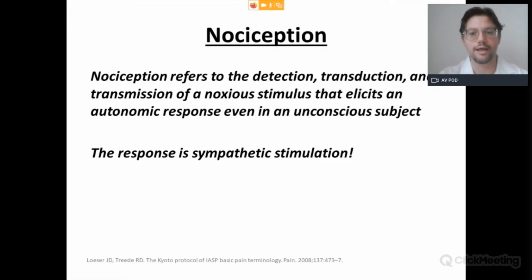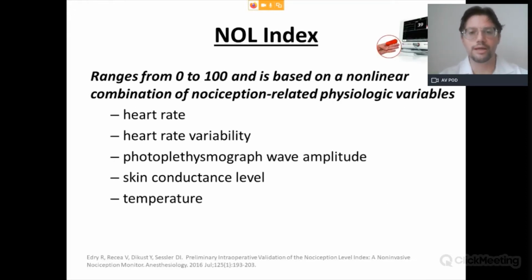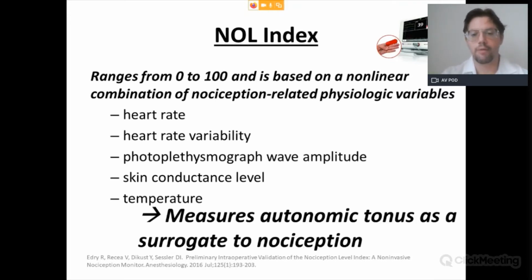Now, as a quick introduction, I think we can all agree today that nociception is the unconscious response to a noxious stimulus, and it is often characterized by sympathetic stimulation. This gives us an objective way of measuring the patient's response to noxious stimuli. Often what we do is we measure heart rate and blood pressure, but the NOL is much more elegant, and it integrates a variety of factors to give us a measure of the autonomic tonus of the patient as a surrogate to nociception. It allows us to see if the patient responds or not to noxious stimuli.